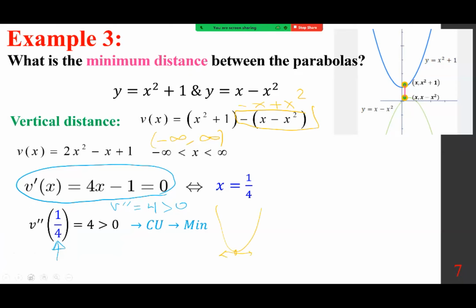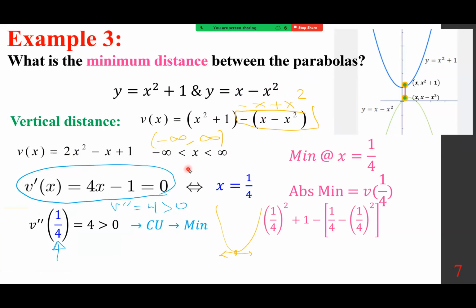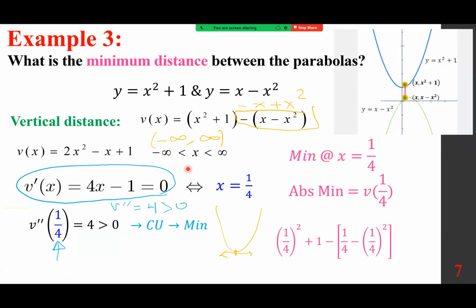Looking like that. And so the minimum occurs when x is 1/4. So what is the minimum? We plug in 1/4 into this one or into this one. If you go through the process, it might be easier to go through this one because 1/4 squared and minus this one is 1/4 squared and another 1/4 squared, 1 minus that, and you end up with 7/8.